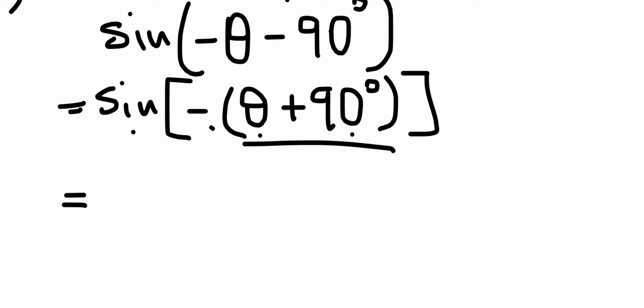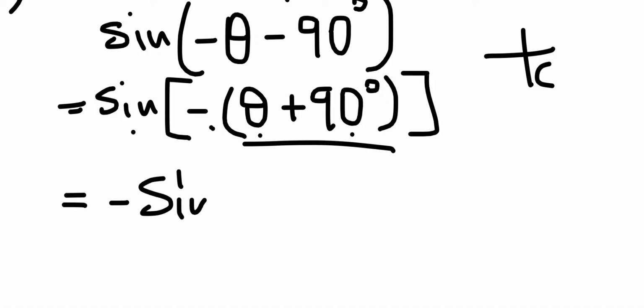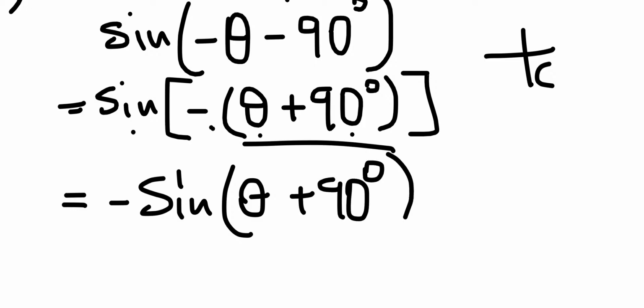And what did I say? If you have a negative angle, we assume it to fall in the fourth quadrant, in quadrant number 4, whereby it's cos which is positive. So that means this one is the same as negative sine of theta plus 90 degrees.